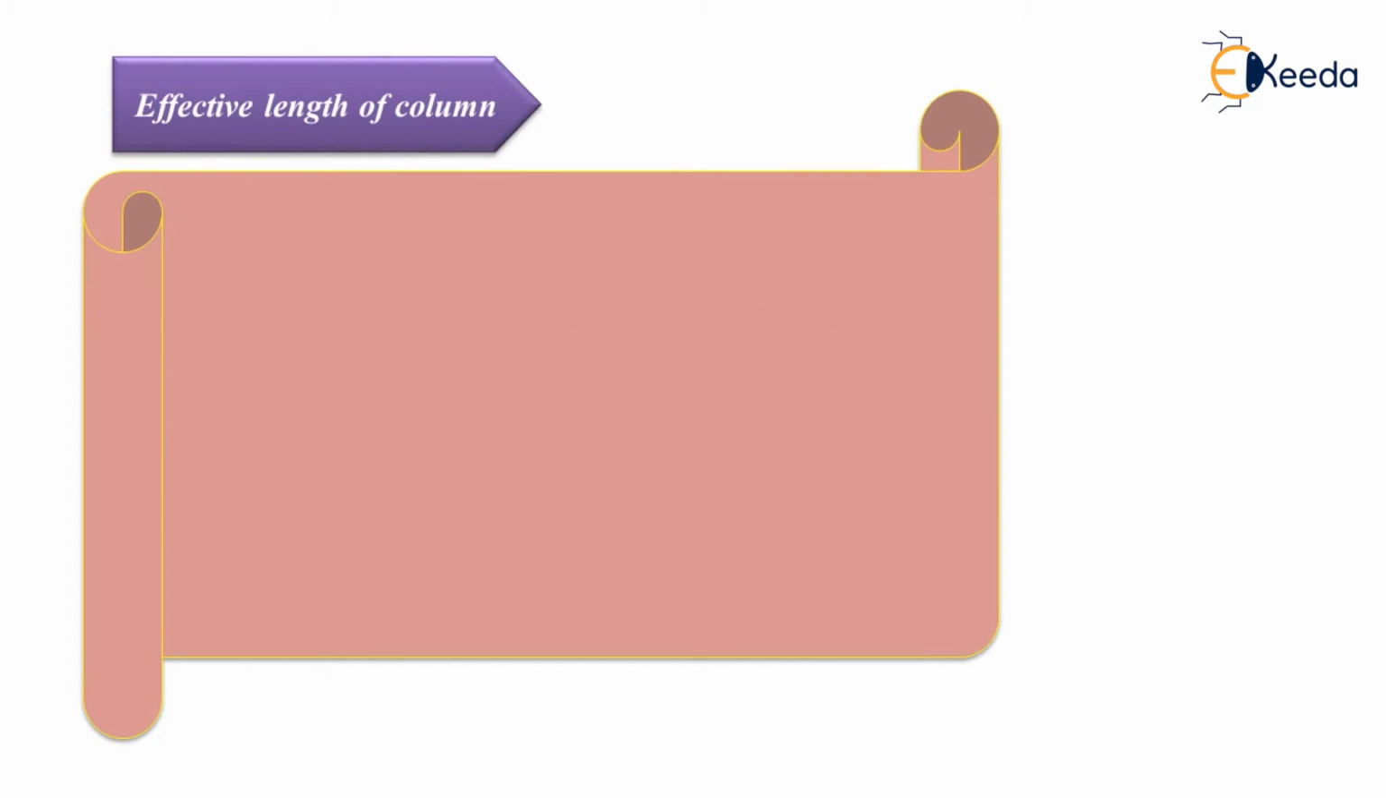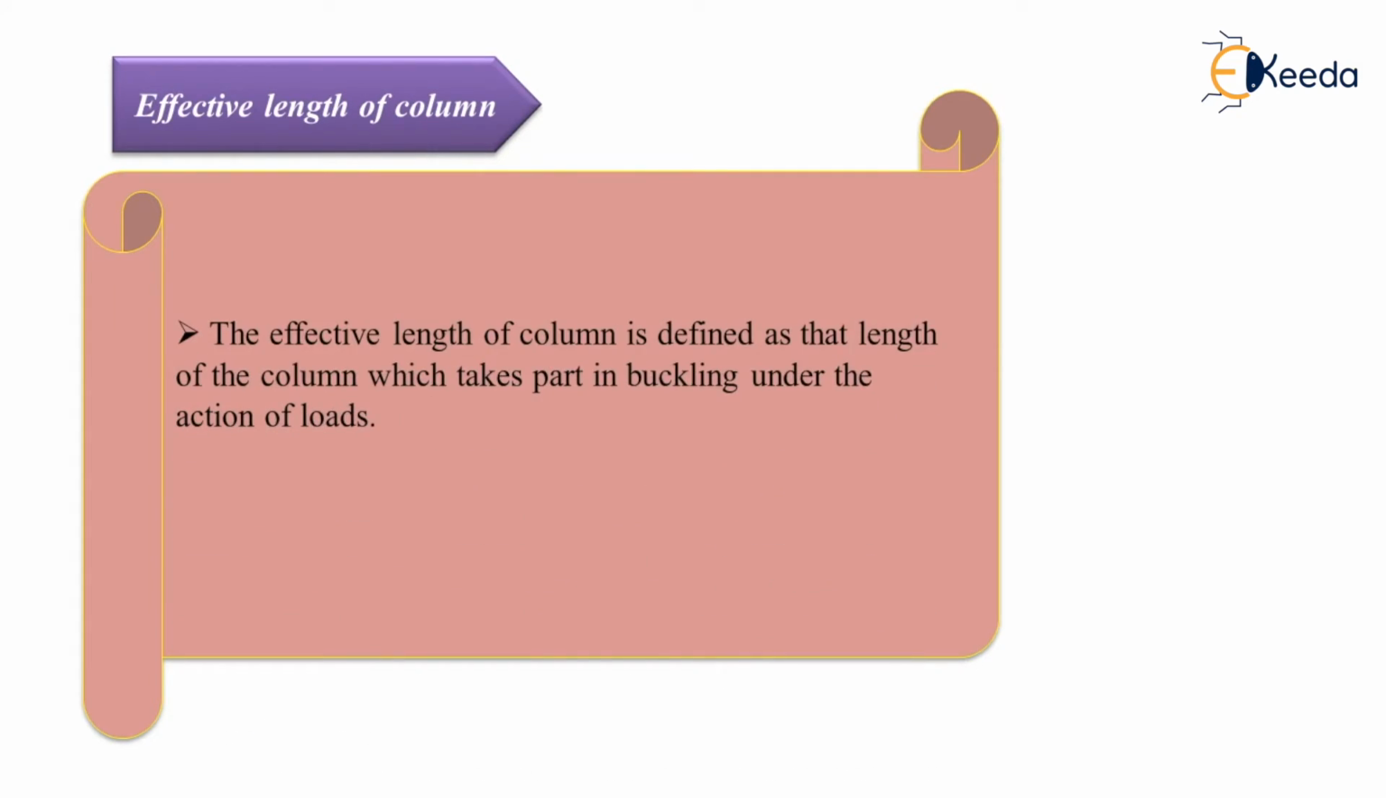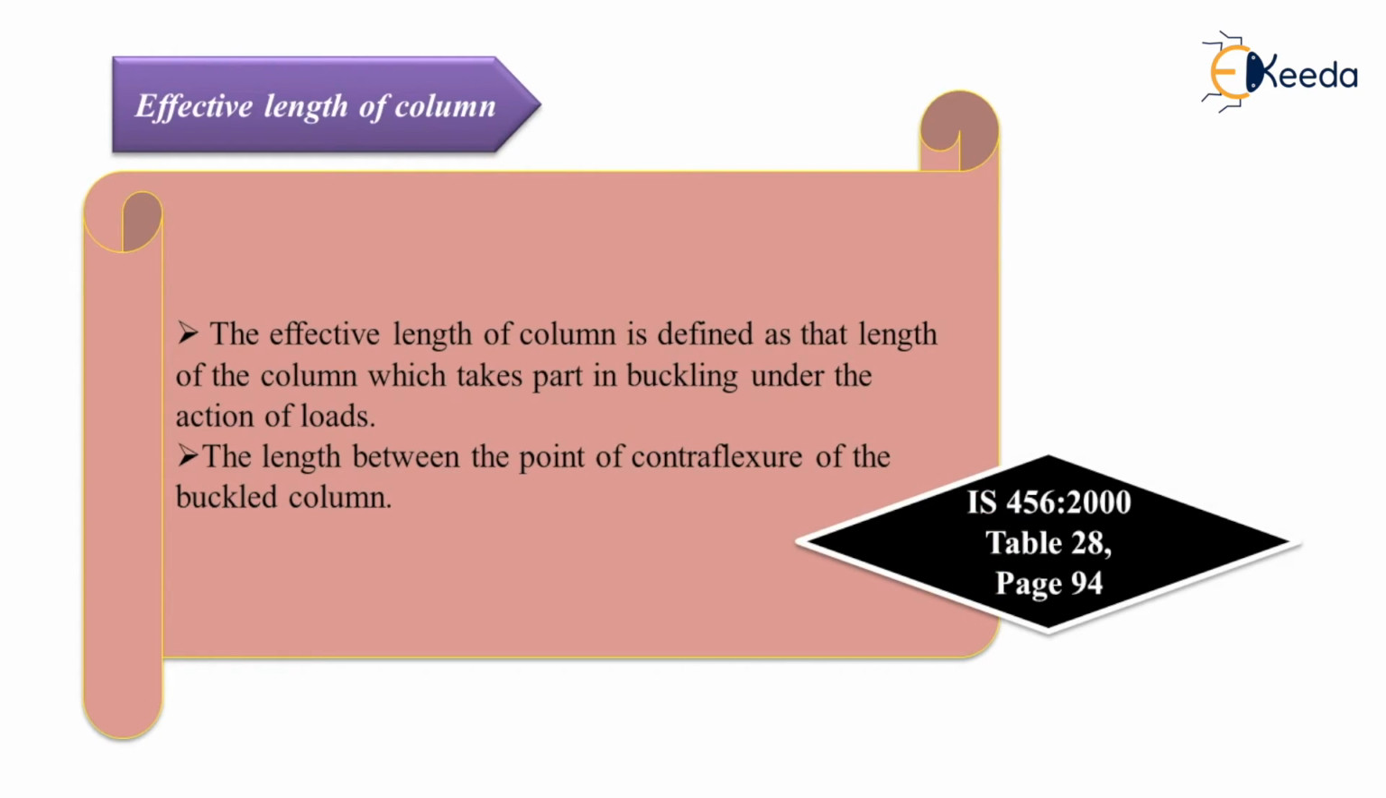Now we will see effective length of the column. The effective length of the column is defined as that length of column which takes part in the buckling under the action of load. This is also defined as the length between points of contraflexure, that is change of slope of the elastic curve, or we can say the point of zero moment of the buckled column. And the unsupported length of the column is the clear length or height between the floor and the lower level of the ceiling. Under the action of load, the column buckles or deflects.